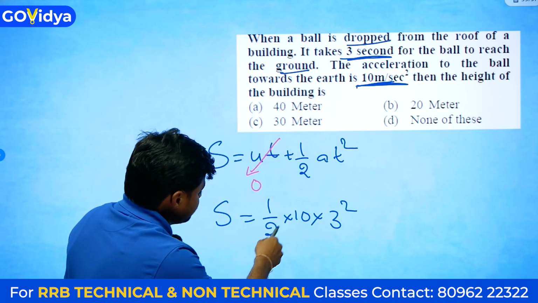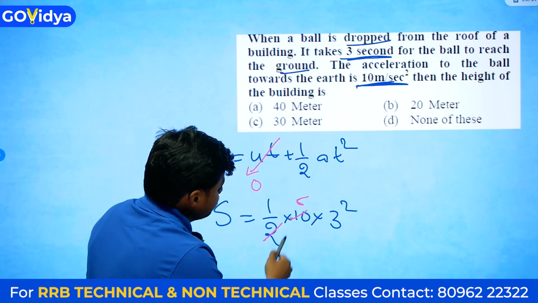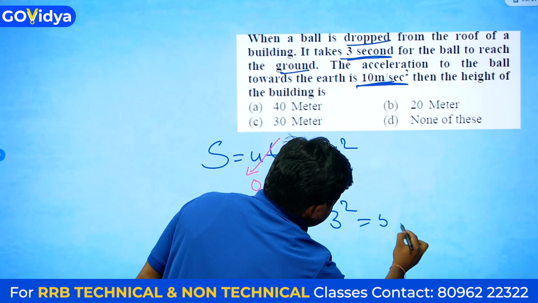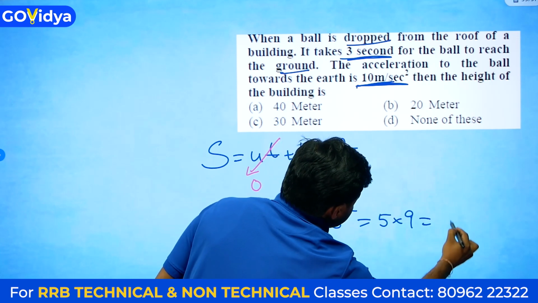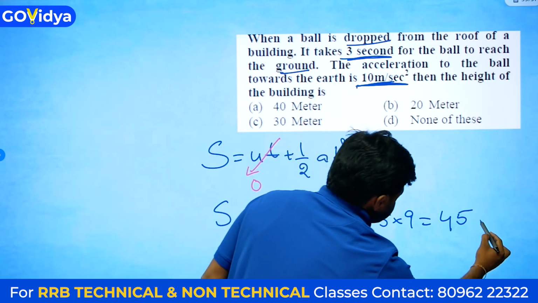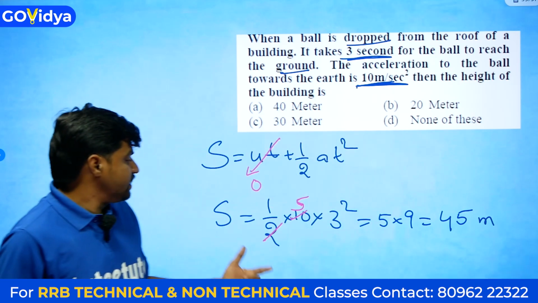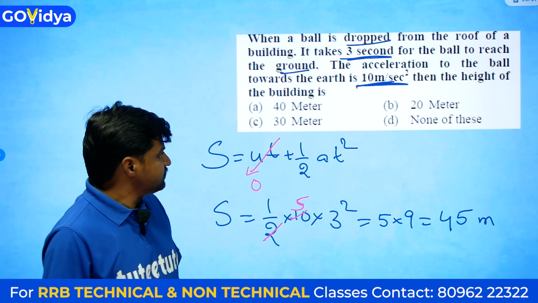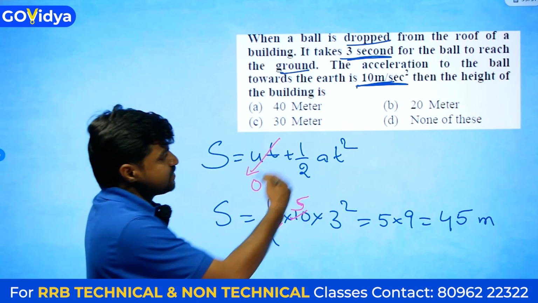2 ones are 2, 2 fives are 10. 5 into 3 square, 9, 5 into 9 is equal to 45. 45 meters. Displacement is height. 45 meters. From the options, no option matches.